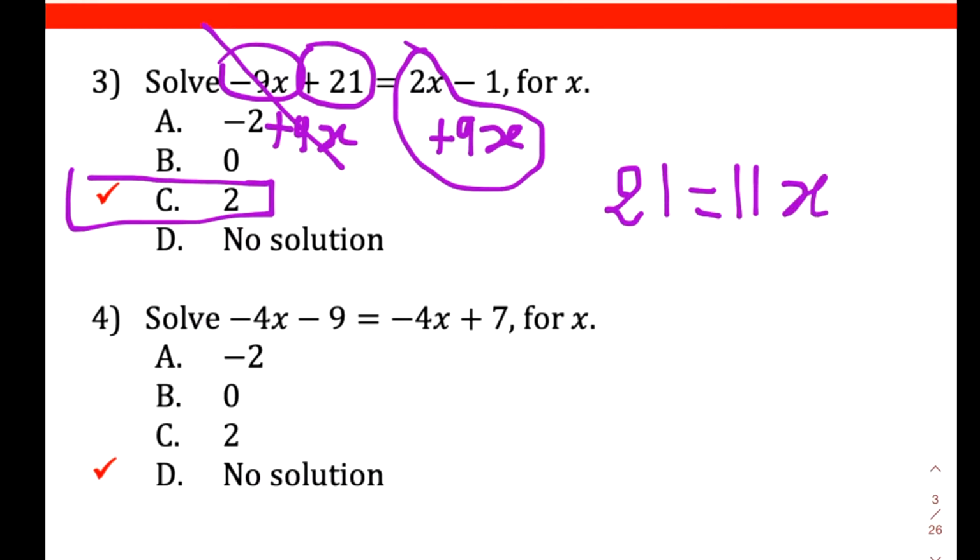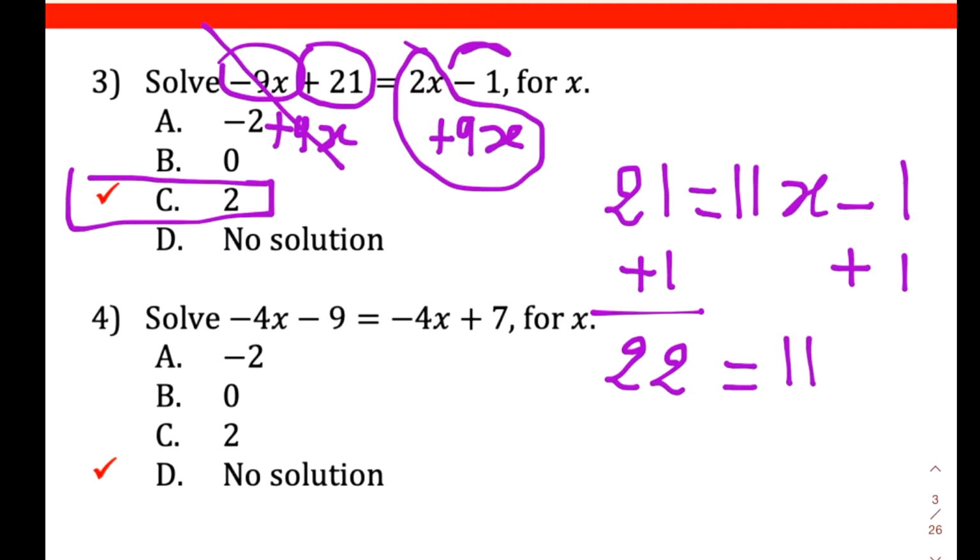And you have this minus 1. Don't forget it, minus 1. Now we add 1 to each side. Of course, when you work on your own, you have to be quicker than me, because I am explaining. 21 plus 1 equals 22. And this equals 11x.